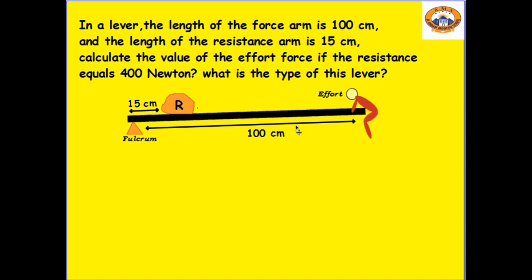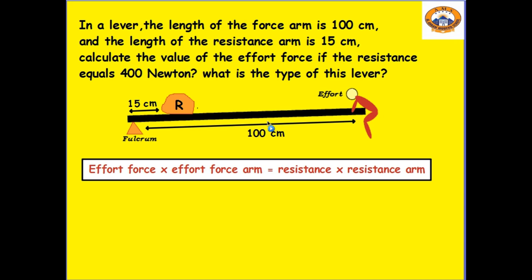In the beginning, we have to write down the law of levers. The law of levers states that the effort force times the effort force arm equals the resistance times the resistance arm. Now we have to substitute each value. Here we don't know the effort force. This is what we need to calculate.